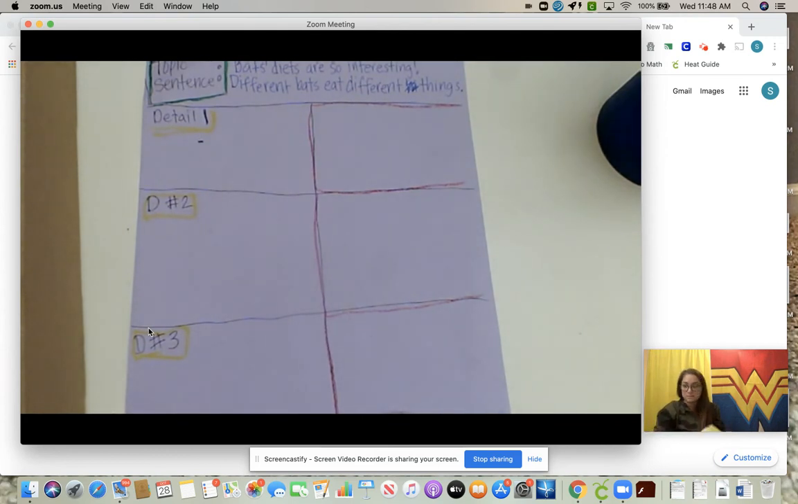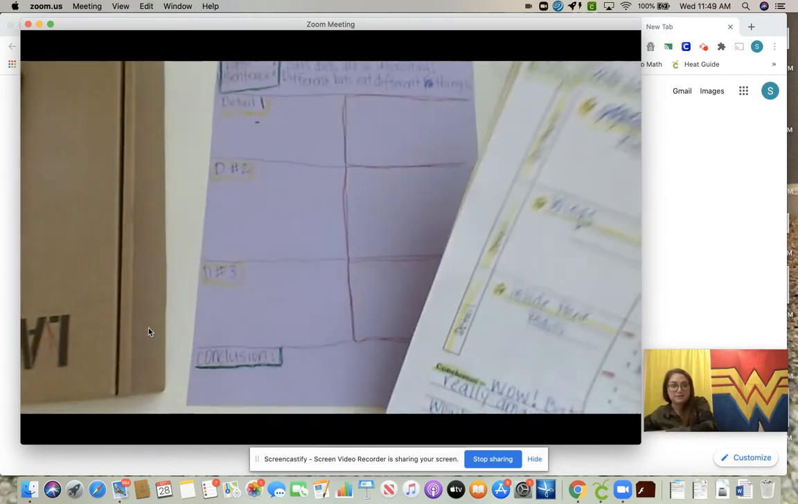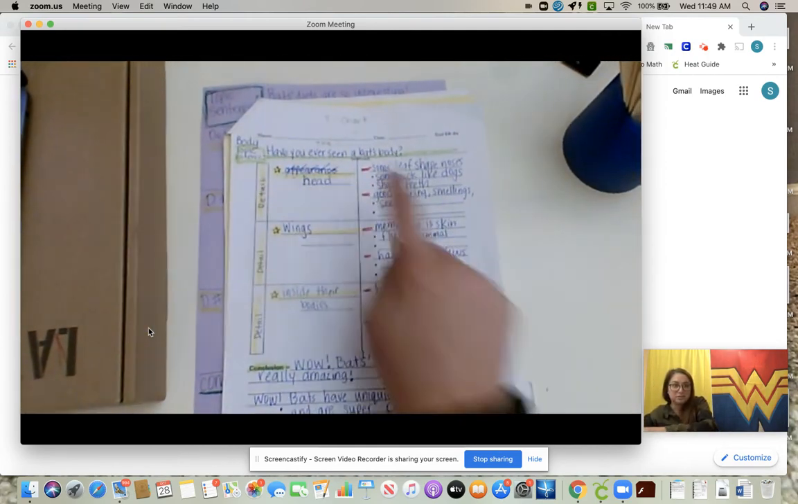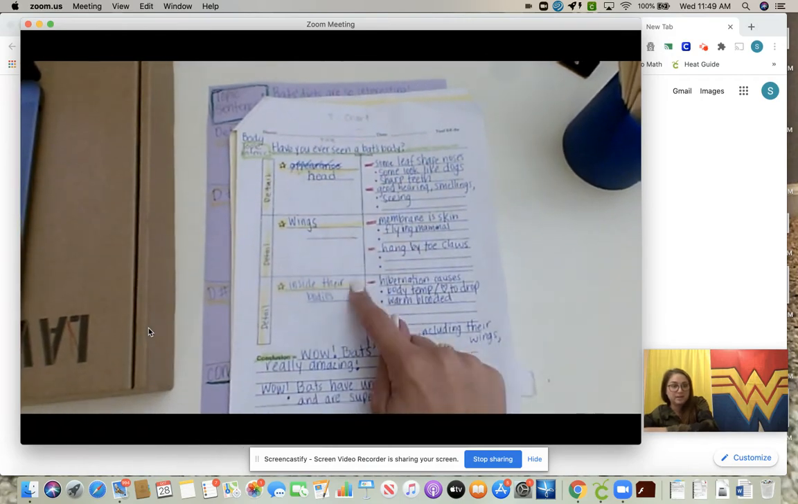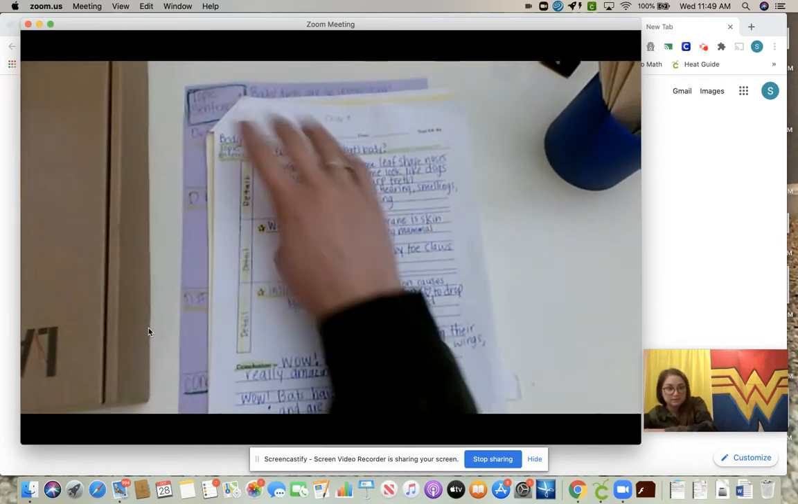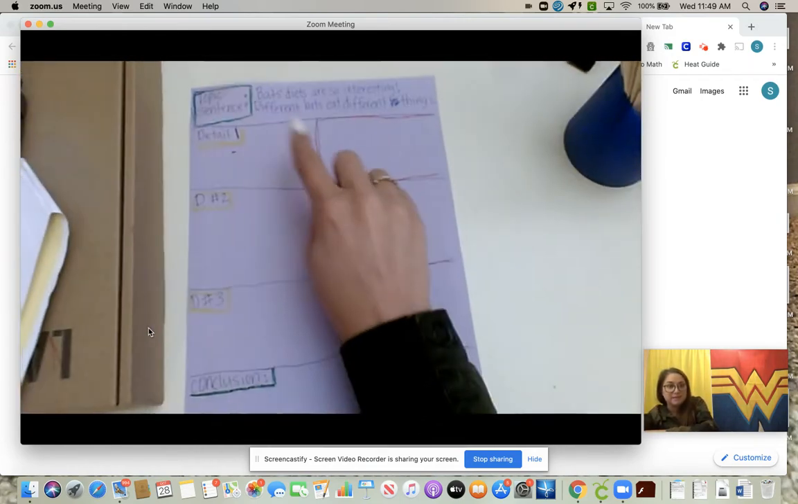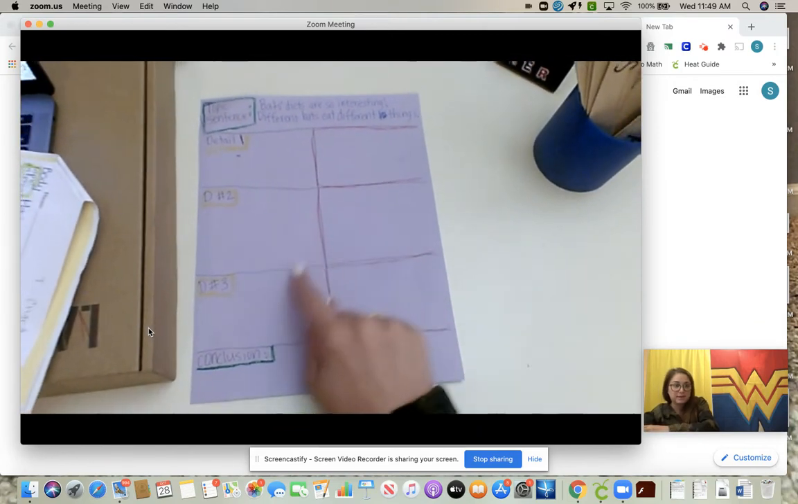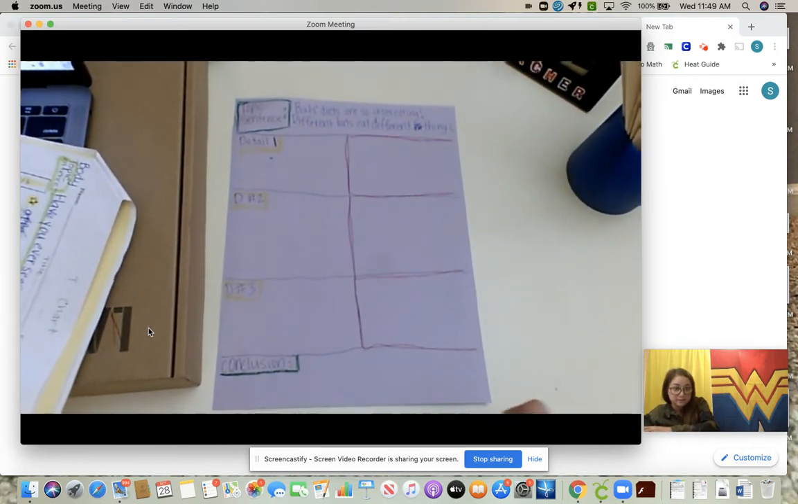Kind of hard. My camera doesn't go up anymore, but here we have our T-chart. We have green, yellow, red, yellow, red, yellow, red, green. So we have here green, yellow, red, yellow, red, yellow, red, green, right?